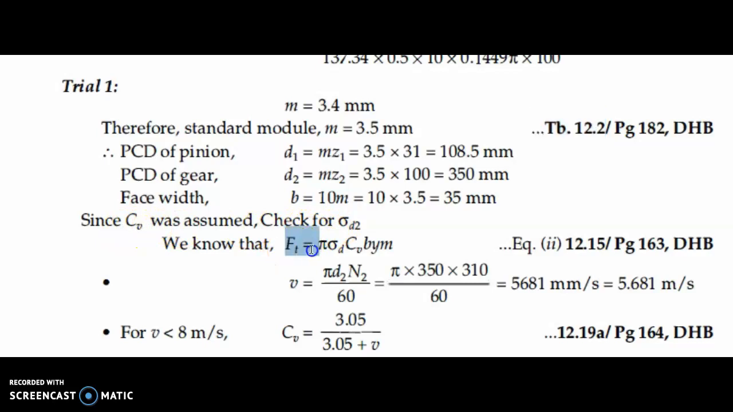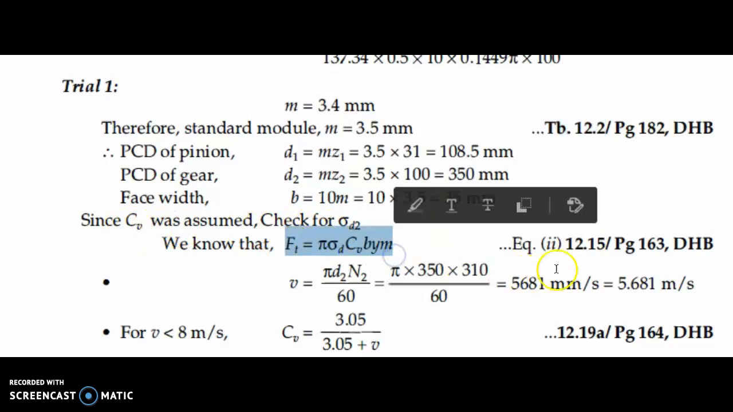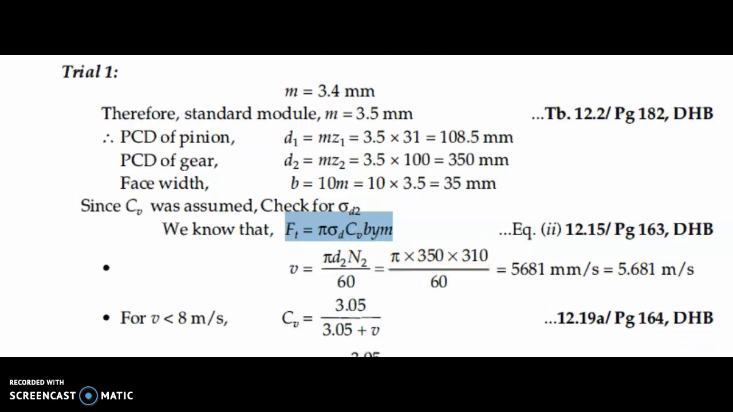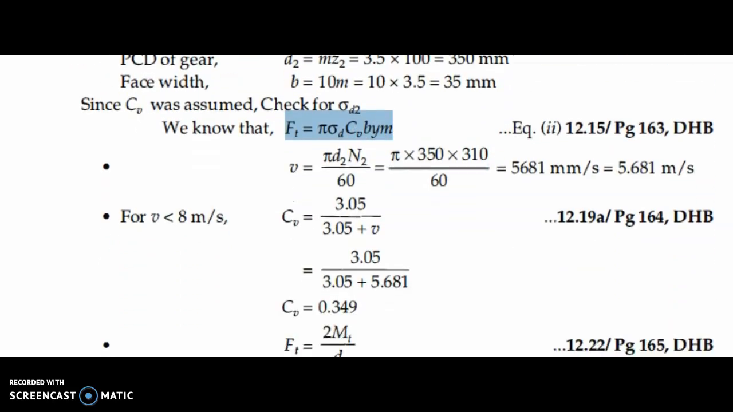We know the Ft equation from our data book, that is Ft equal to pi into sigma d into Cv into b into y into m. Here we can take the value v is equal to pi into d2 into n2 divided by 60, that is pi dn by 60. Because the design is based on the gear, we use d2 into n2 divided by 60. Using that equation we get the value of 5.681 meter per second.